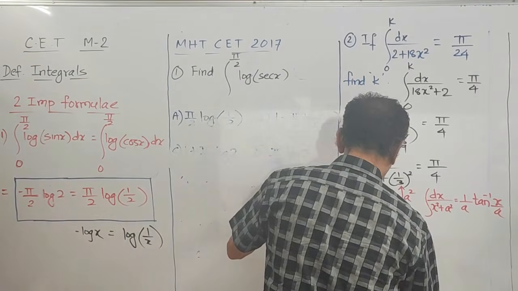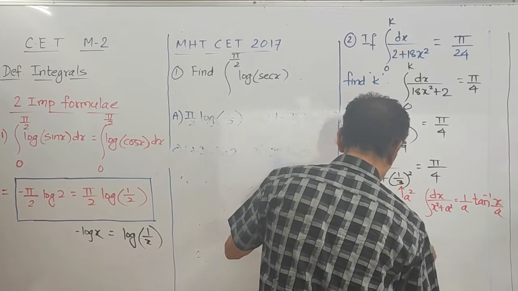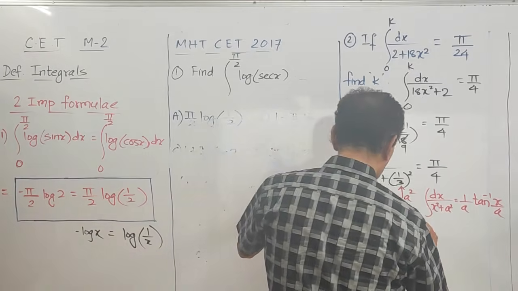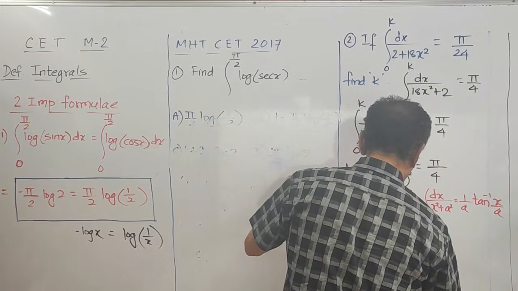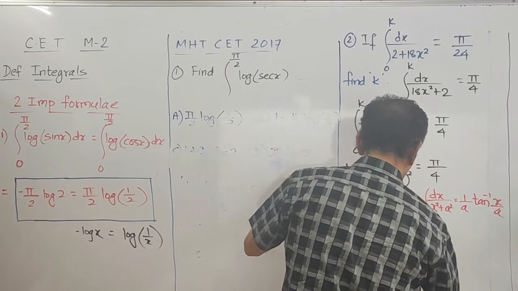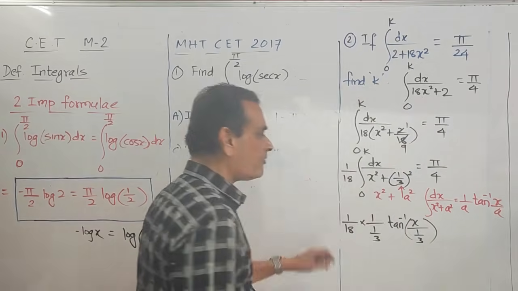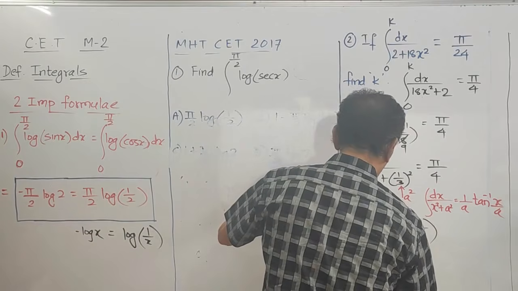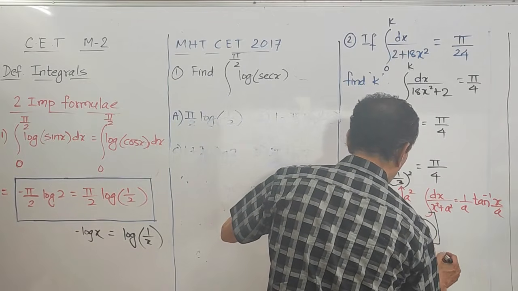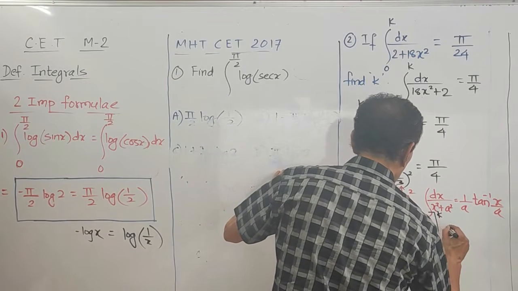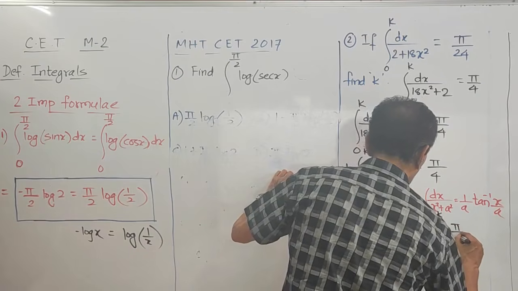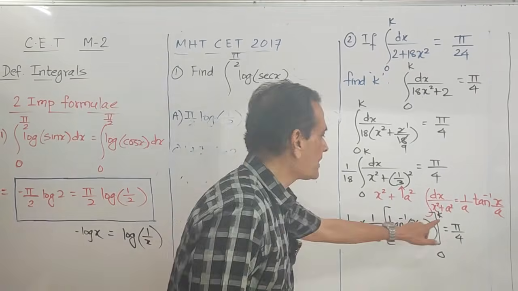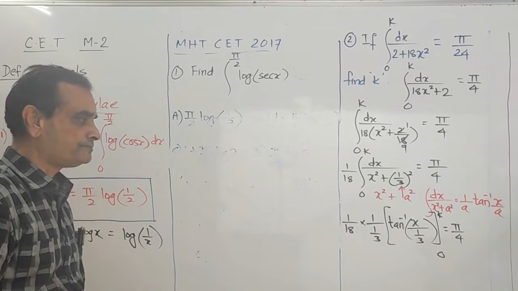tan inverse x upon a. x is x, a is 1/3. tan inverse x upon a. After using the formula, don't forget the upper and lower limit equal to pi by 4. Upper limit is k. The question asked is find k.